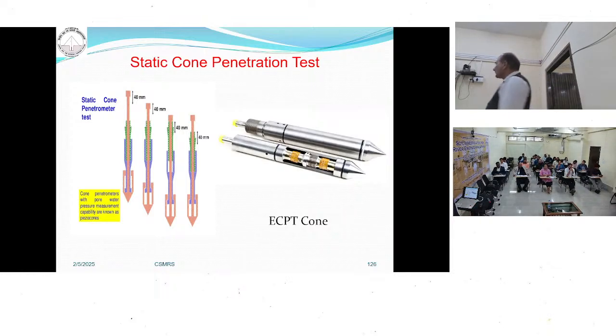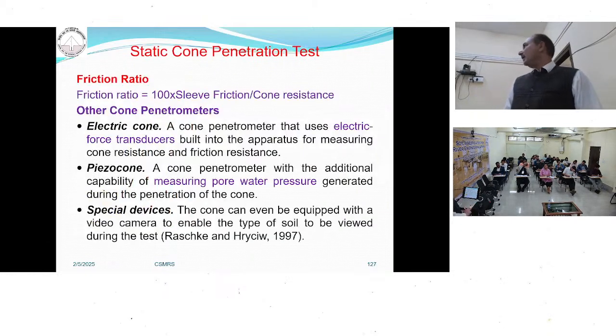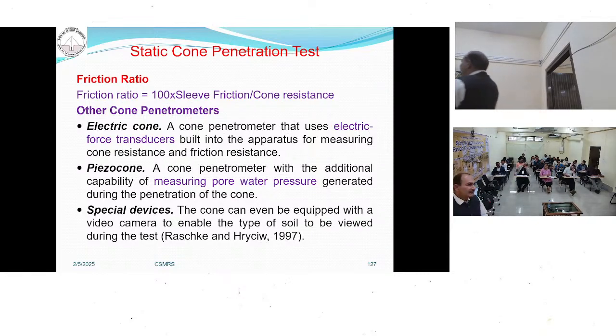Nowadays electric cones are there. With the help of that, you can also determine the pore pressures. We call it an electric cone because initially we determined the cone resistance with the help of a pressure gauge. But nowadays electronic transducers are available, attached inside the cone. With their help, we can measure how much the cone resistance is and how much the friction resistance is. Knowing the cone resistance and the friction resistance, we can determine the friction ratio.